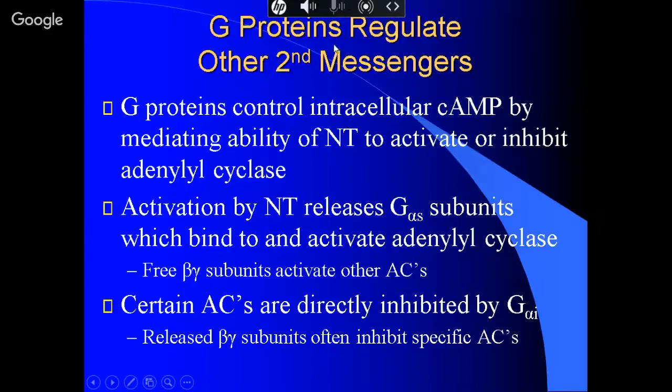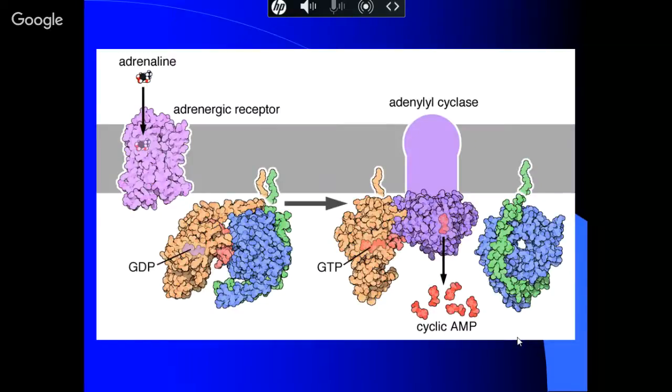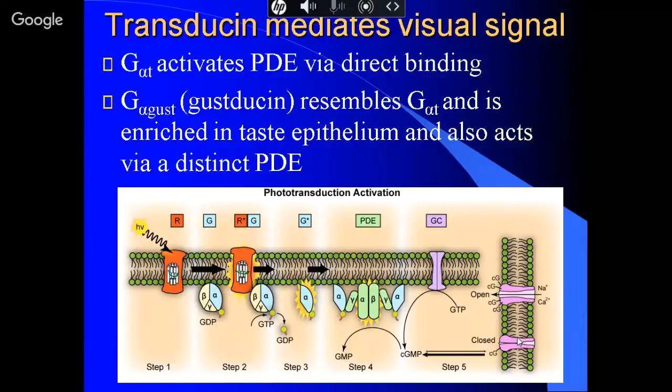So here's just an example of the G protein very specifically interacting with the cyclic AMP system. It regulates adenylate cyclase: the G alpha S subunit turns on adenylate cyclase, and the G I subunit turns on phosphodiesterase, or another set of specific adenylate cyclases. And we've seen this picture. Then we'll see it again when we talk about the transduction of photoreception.